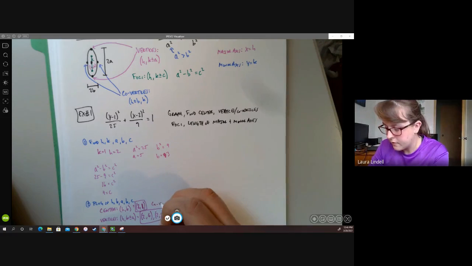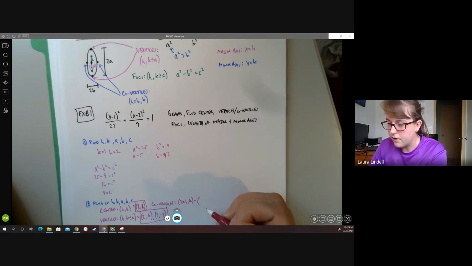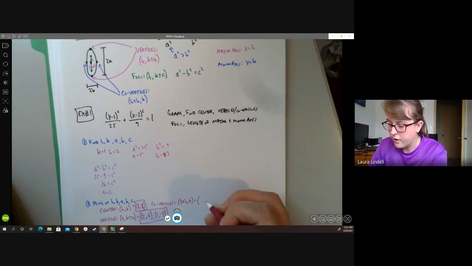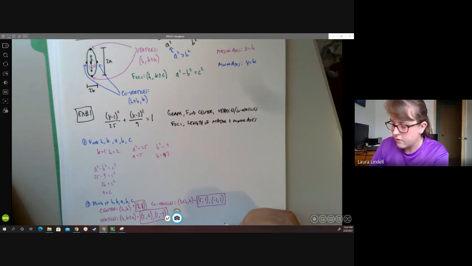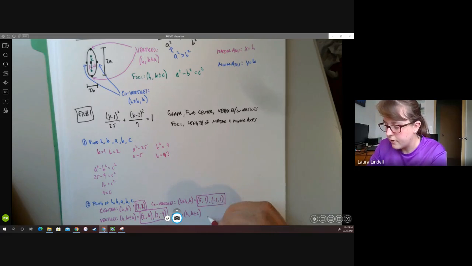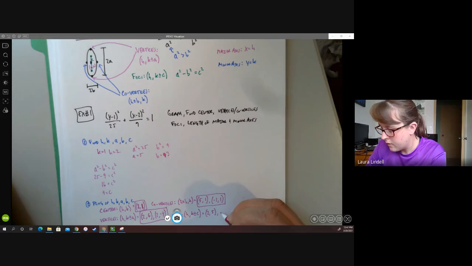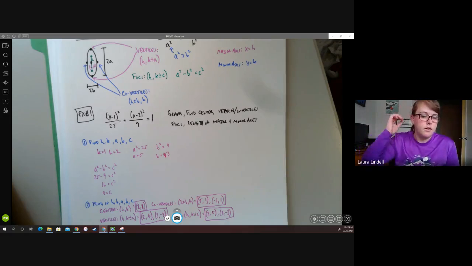The co-vertices would be (h plus or minus b, k). So in this case, h was 2 and b is 3. So 2 plus 3 is 5. And then 2 minus 3 is negative 1. So these would be our 2 co-vertices. And then lastly, we need to find the foci, which are (h, k plus or minus c). So we get 2, and then k was 1 plus or minus c, and c is 4. So 1 plus 4 is 5. 1 minus 4 is negative 3. And now we're ready to graph.